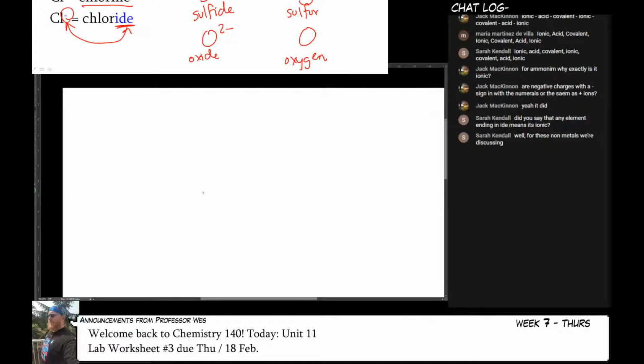All right, so the nonmetals that we're going to run into are fluorine, chlorine, bromine, iodine. Now, if I add the charges to these, that's how we get the ide at the end of here.